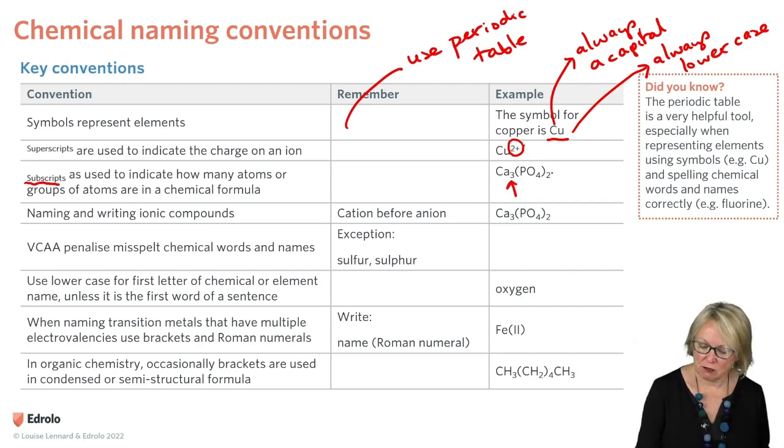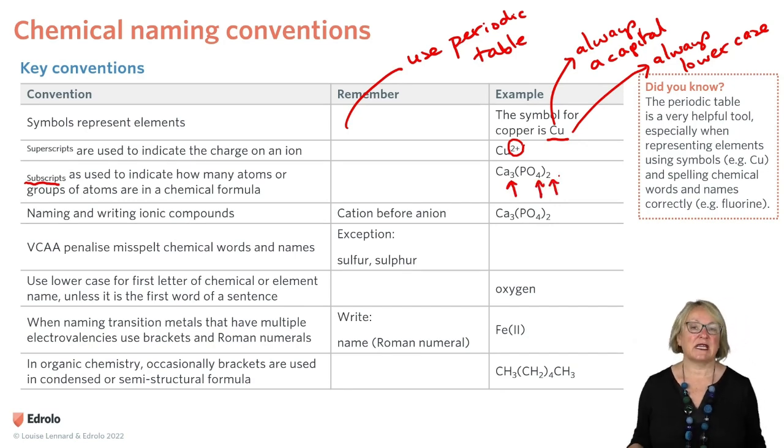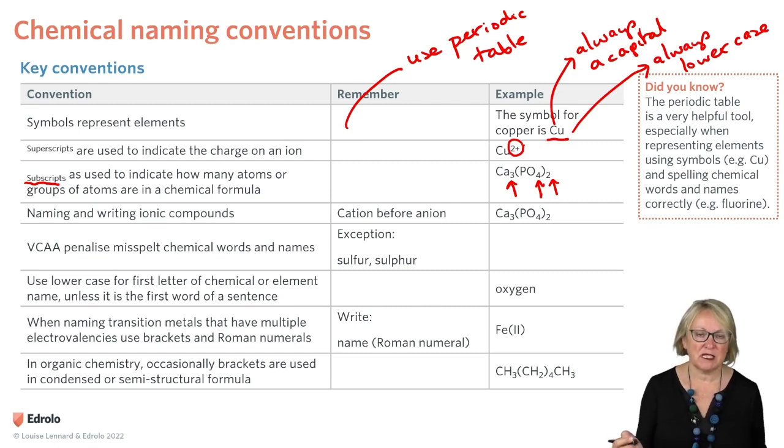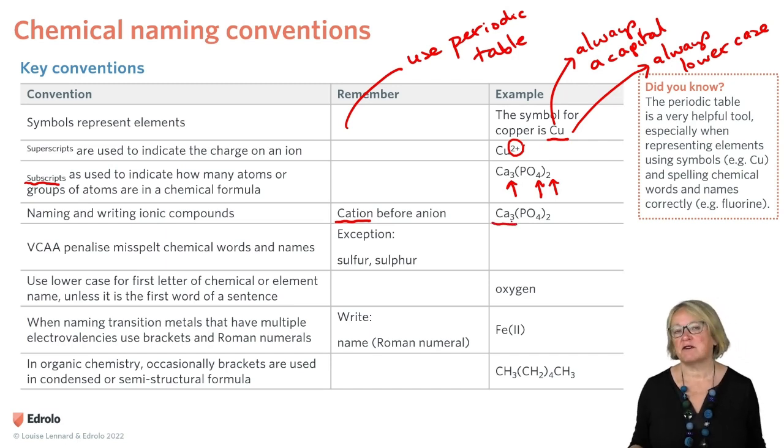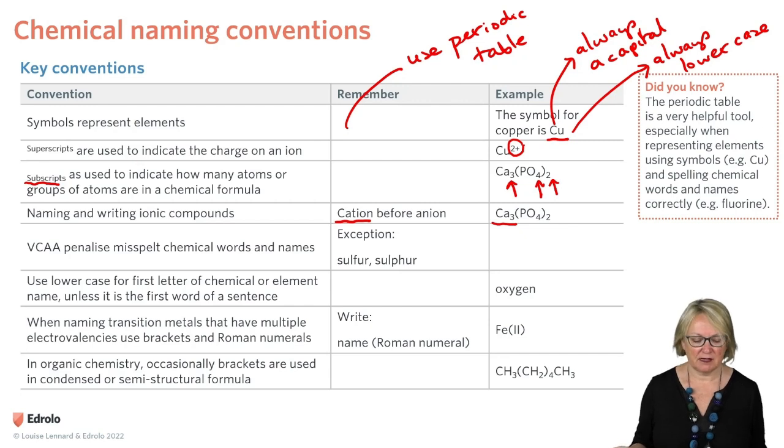Subscripts, like the 3 here, the 4 and the 2, are used to indicate how many atoms or groups of atoms are in a chemical formula. When we're naming and writing ionic compounds, we always put the cation before the anion. So the cation is calcium. In calcium phosphate, we name it calcium phosphate with calcium first. And when we write the formula, we write the cation before the anion.